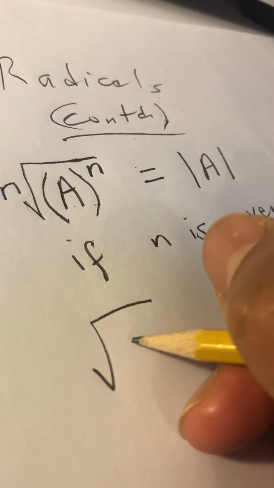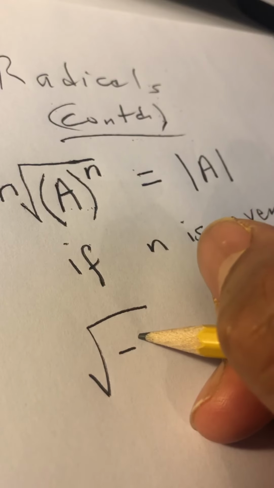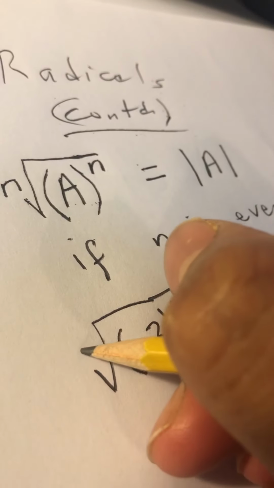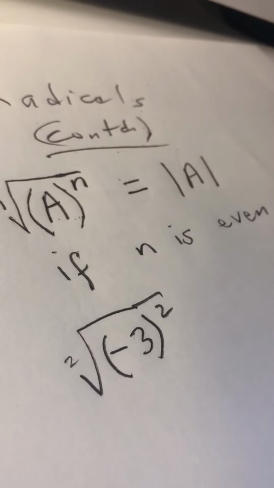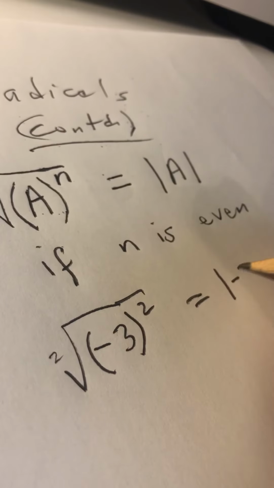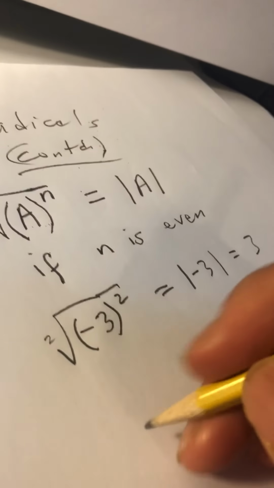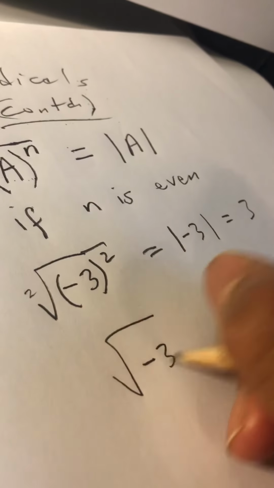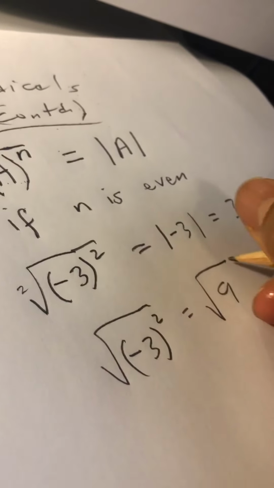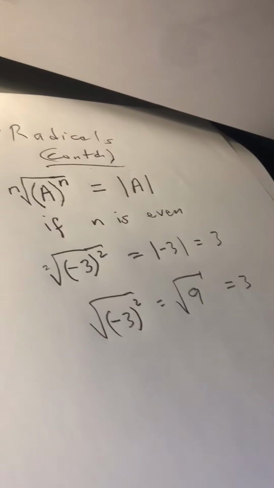All right, so here's an example. The square root of negative 3 in parentheses squared. I'll put a little 2 here to let you know that's a square root. So the square root of negative 3 squared is going to be the absolute value of negative 3, which is equal to 3. And that makes sense, right? Because the square root of negative 3 squared is just the square root of 9, which we expect to be equal to 3. All right? Cool?